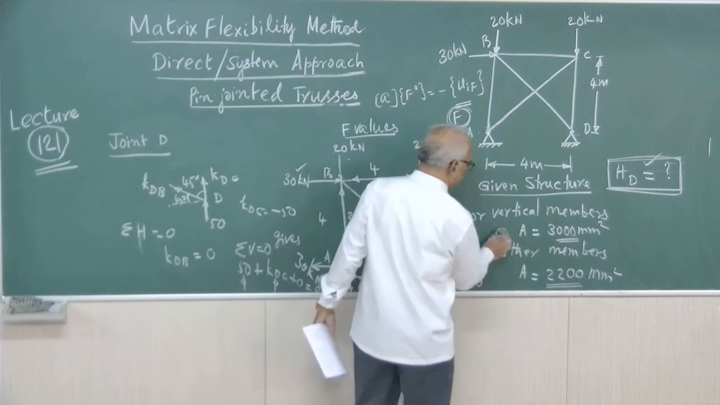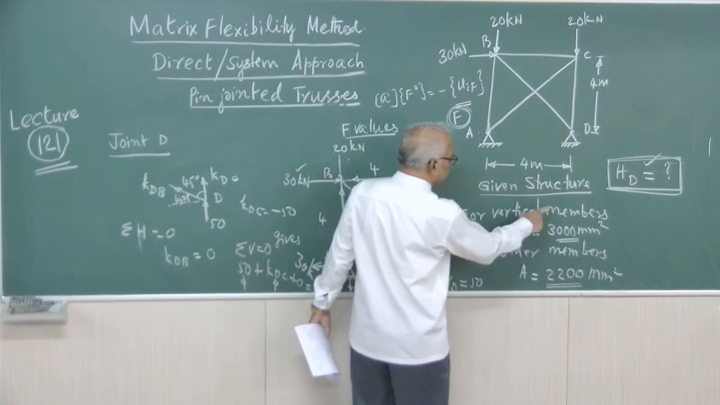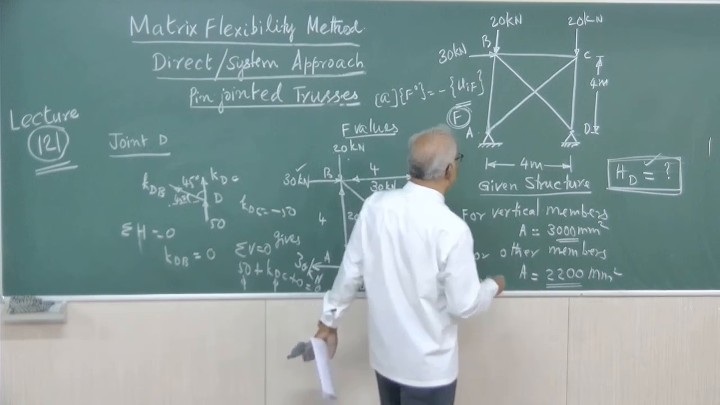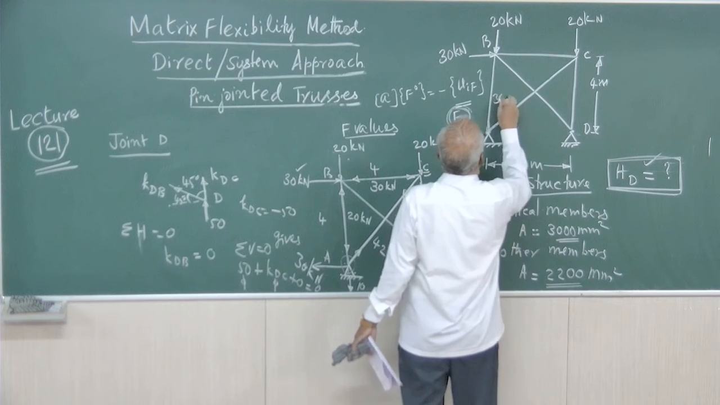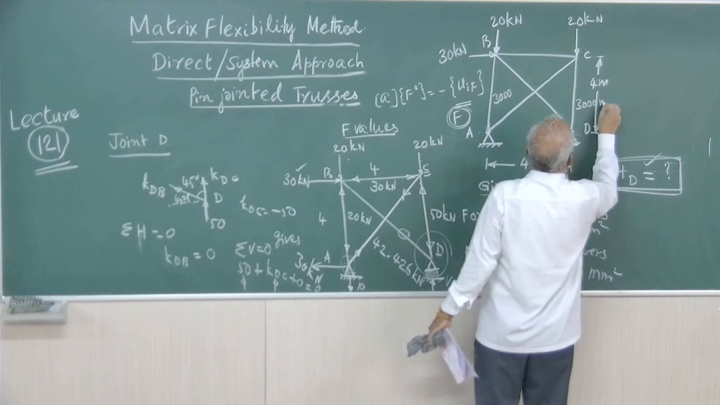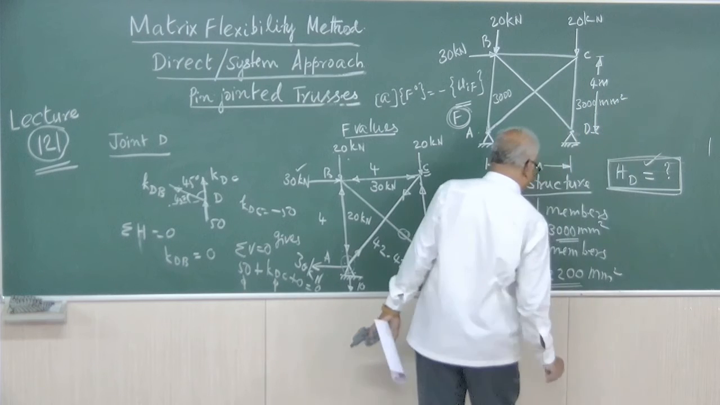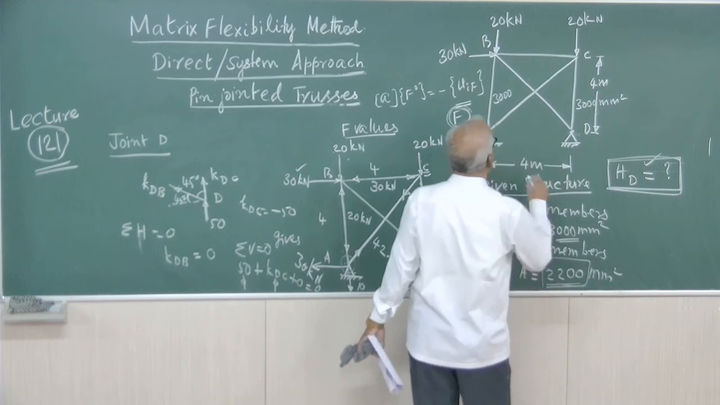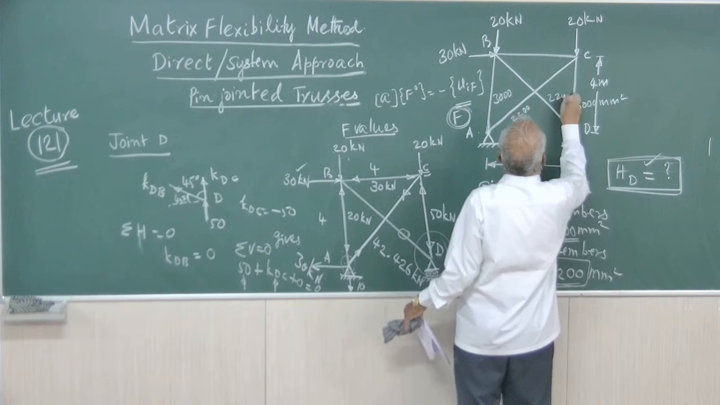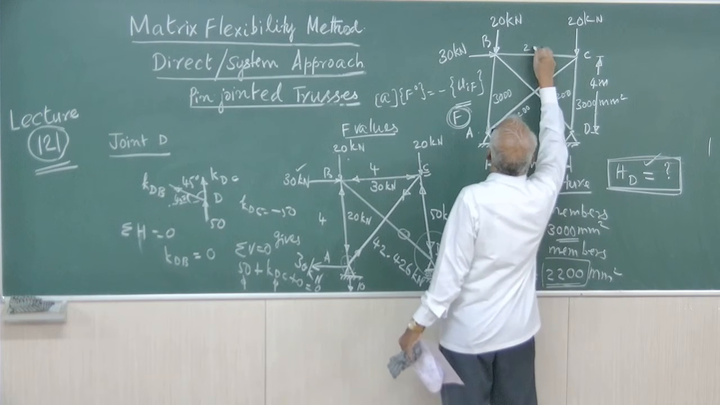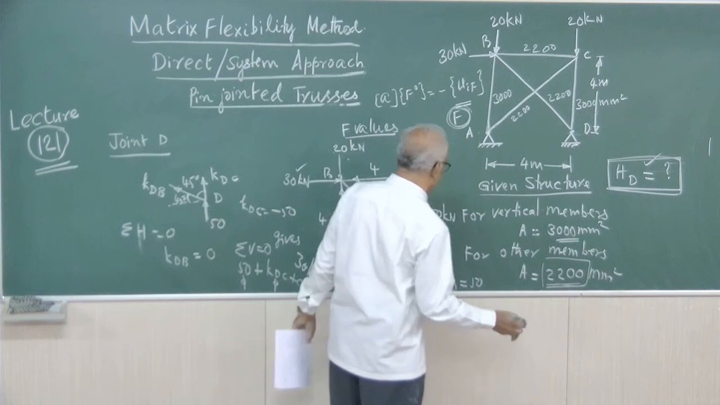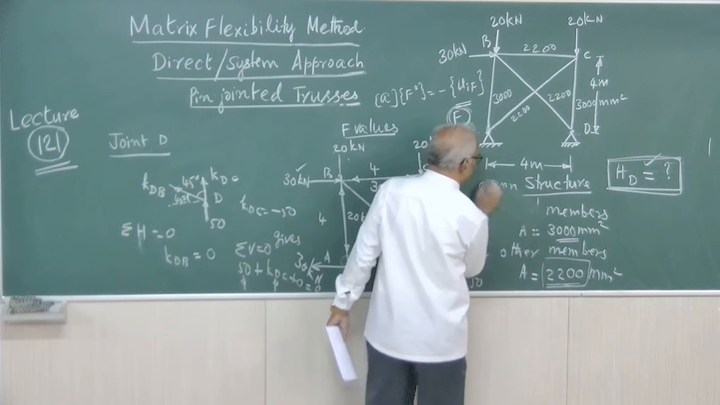We have to remember the area of cross section for vertical members. Vertical members means this is 3000, 3000, 3000 mm square area. For all other members, it is 2200. Namely, this is 2200, 2200, and this is also 2200. Vertical members, it is 3000. All other members, it is 2200. So, this we have to remember.